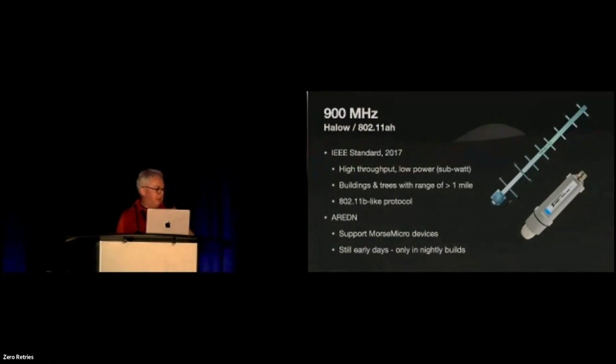And you know, this is where all our open source software is. And I'm like, "Thank you very much." And now we support 900 megahertz gear on AREDN. The interesting thing about 900s is it's slower than the 5 gig stuff, but not terribly slow.